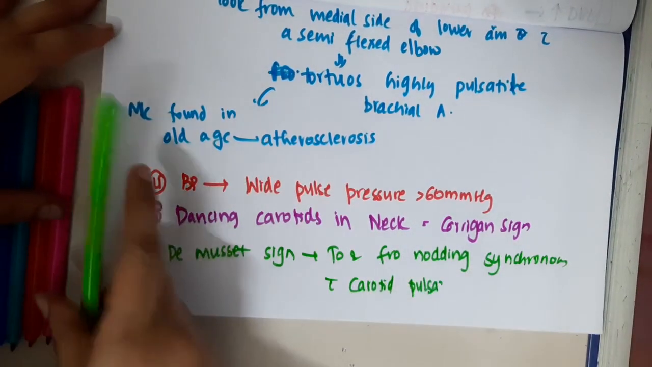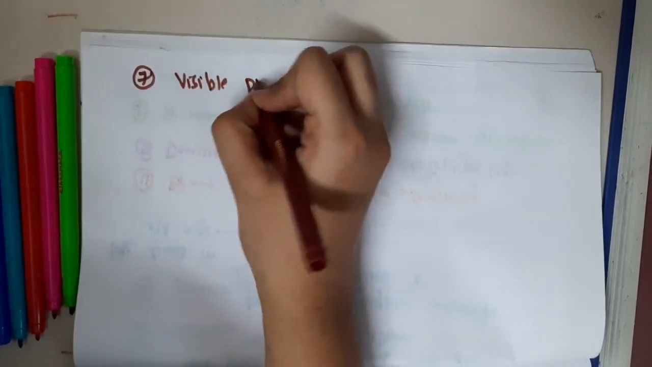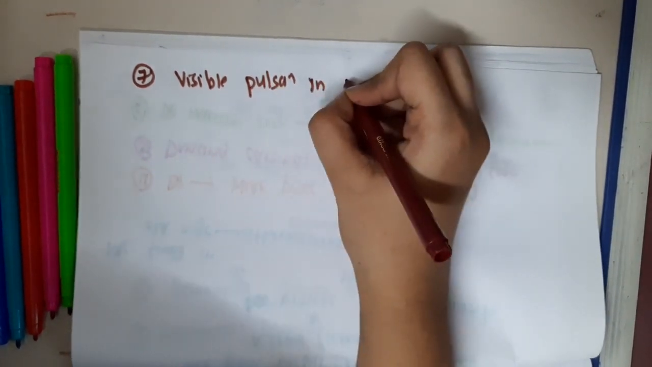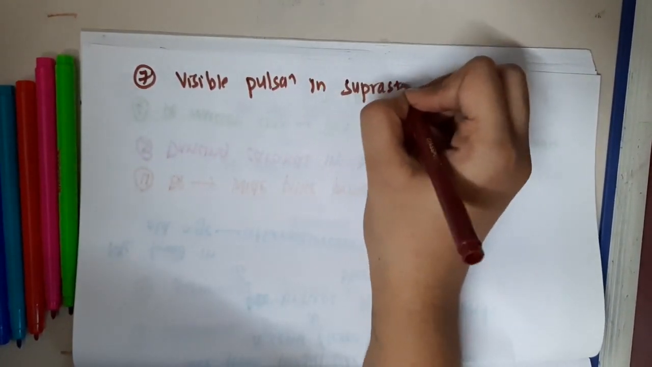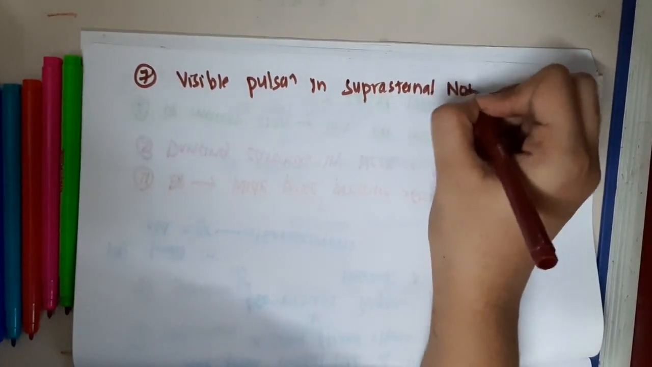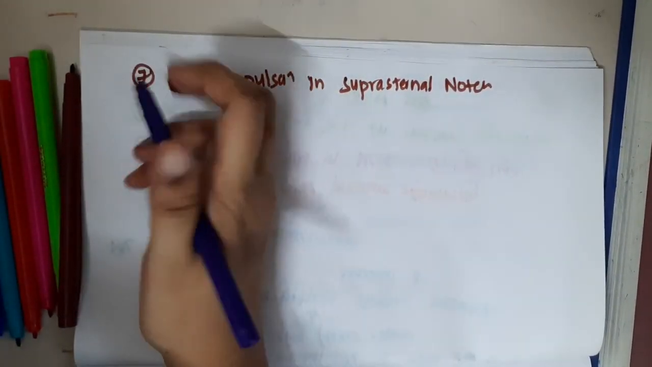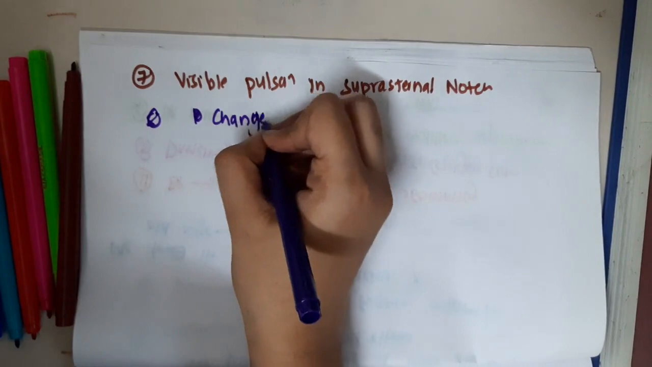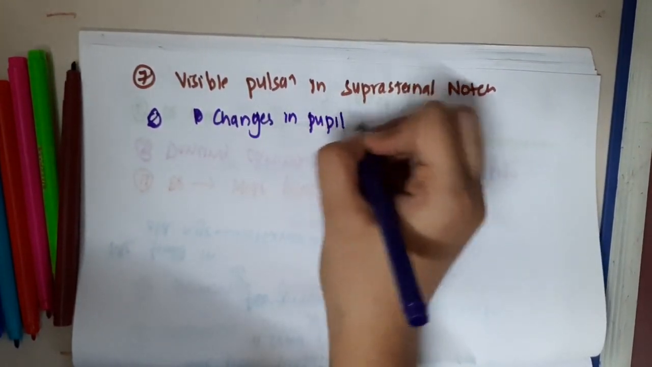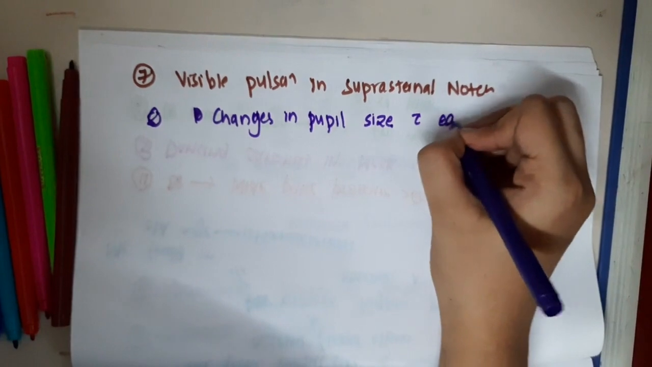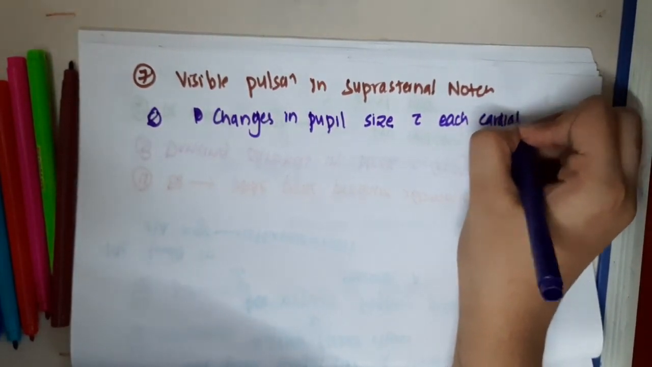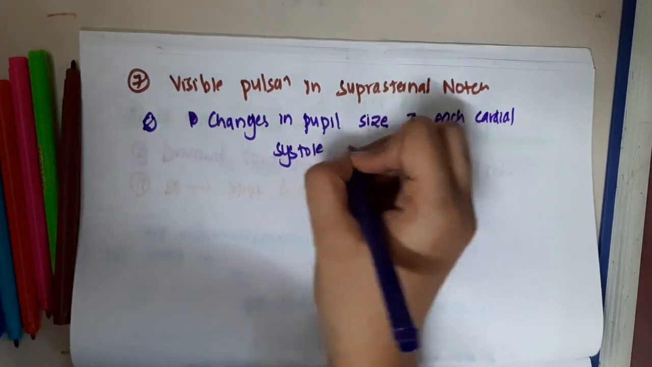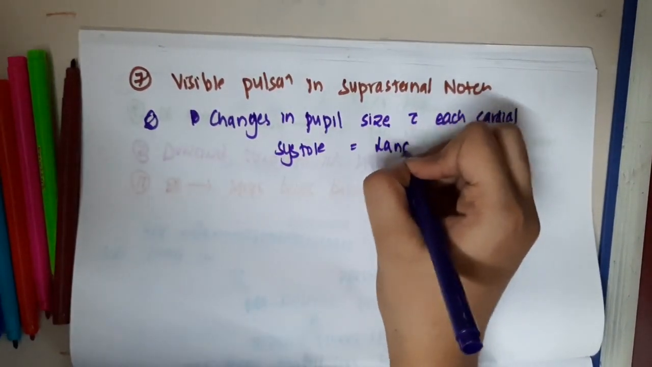Okay. Then the next important sign is 7. You will also see the presence of visible pulsations in the jugular notch or suprasternal notch. Then the next sign is 8. You will see changes in pupil size with each cardiac systole, which is called Landolfi's sign.